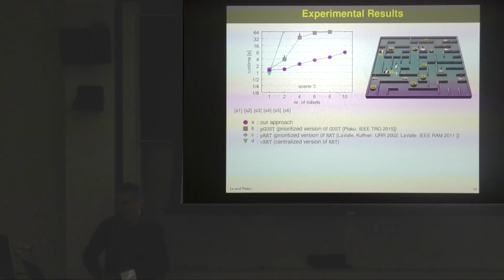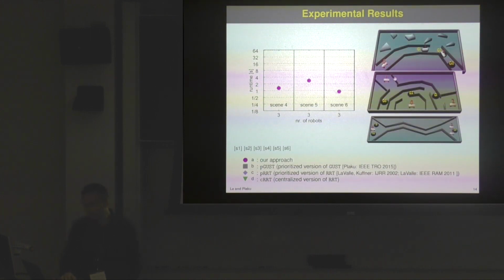But when you have complex scenes like this one in here as well, you may run into a lot of issues, so the prioritized approach here does not work very well, and our approach works quite well. And for these other scenes where cooperation is very necessary, you cannot solve the problem without having this cooperation. The other planners fail to find a solution in a reasonable amount of time, so only our method is able to solve these problems in a matter of 1 or 2 seconds.